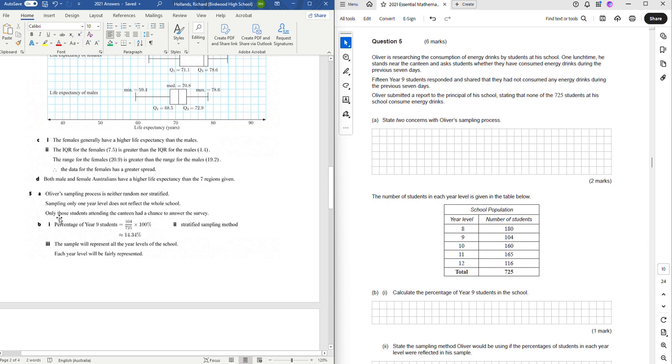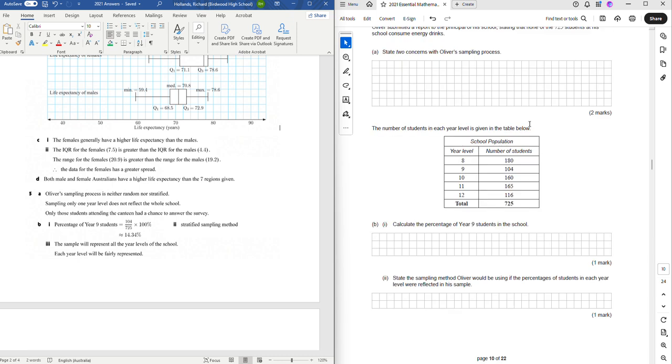All right. And then lastly, only those students attending the canteen had a chance to answer the survey. Some students might drink energy drinks and not attend the canteen. All right. And he's leaving that group of people out.